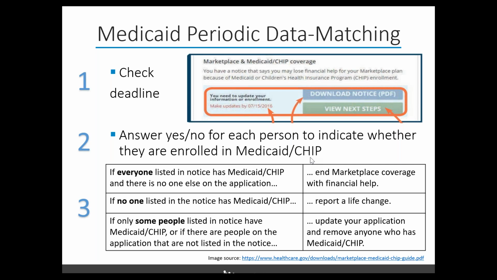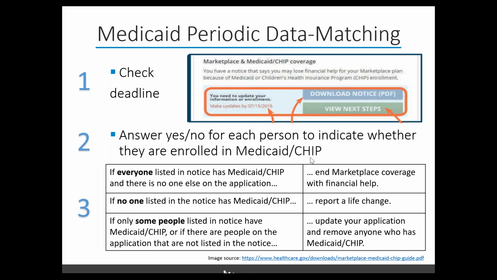The notice will tell the consumer what they need to do next. The next steps vary depending on whether there are other people in the consumer's Marketplace application or not. If they fail to take action by the deadline specified in the notice, they'll get a second notice letting them know that their APTCs will be terminated and their coverage will continue at full cost unless they cancel it. Clients who do not want to keep their full cost Marketplace plan should cancel it as soon as possible to avoid any consequences related to unpaid premiums.